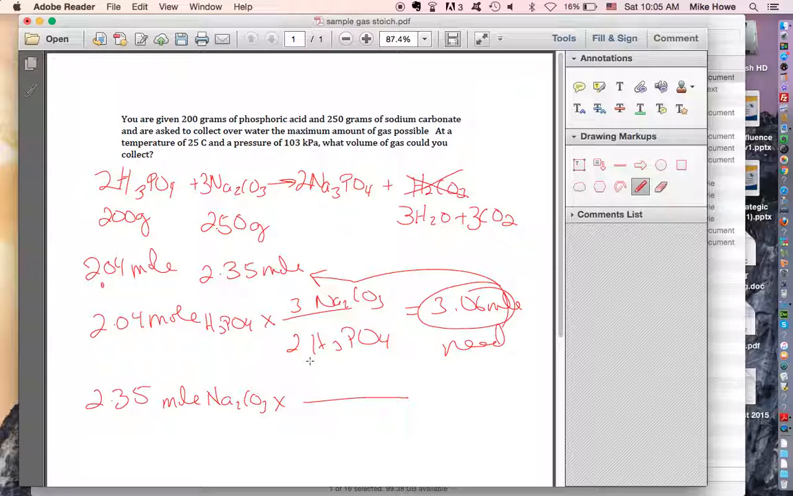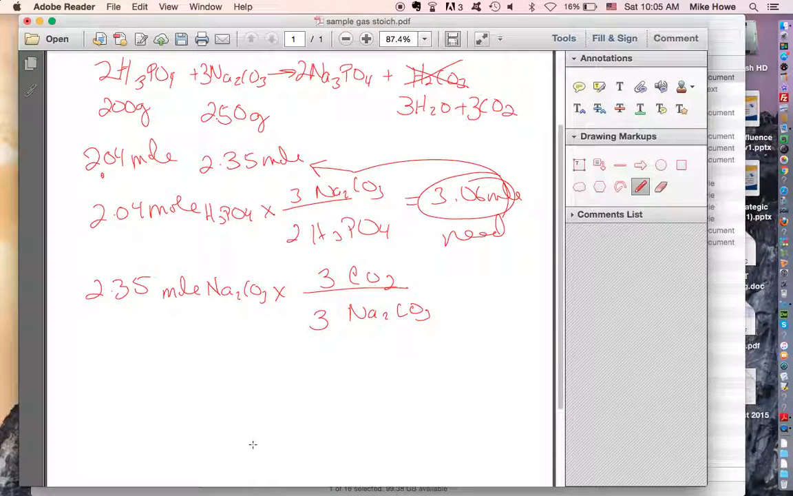And the question asked about the gas, what volume of gas you could collect. So what we're going to need to do is find the moles of carbon dioxide. So we're going to have sodium carbonate on the bottom, and we'd have carbon dioxide on the top, and that's a 3 to 3 ratio. So it just turns out we'd have 2.35 moles of sodium carbonate. Oh, excuse me, moles of carbon dioxide, I meant to say, carbon dioxide.